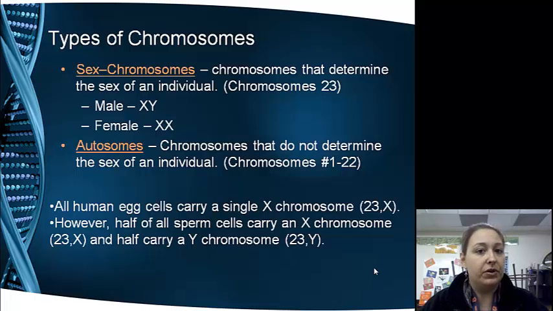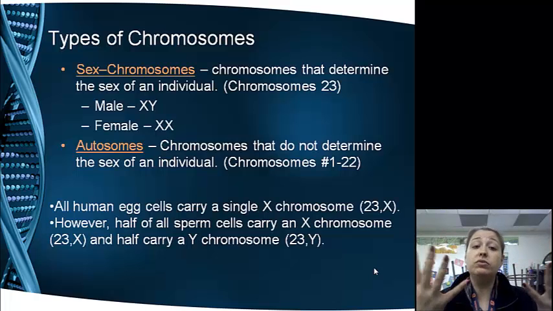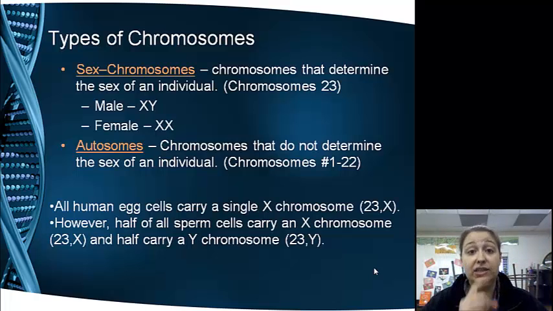Now remember, when a woman makes her eggs, she has 2 X's, so the only thing that she can put into an egg is 1 X. So every egg carries a single X. However, males make sperm and they can either put in an X or a Y. So half of the sperm carry X's and half of the sperm carry Y's. So gentlemen, you are the one that actually determines the sex of the baby. So when you get a girl and you really want a boy, you blame yourself.